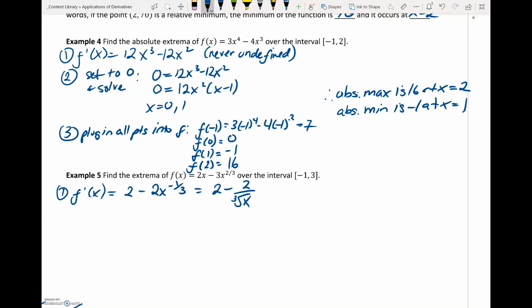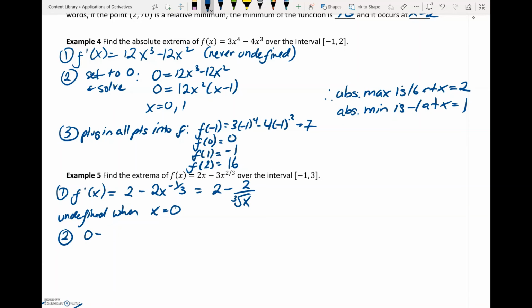Now we're going to set this equal to 0, and we also take a note of when this derivative function is undefined. So we'll take a note that it's undefined when x is equal to 0, because we can't have 0 in the denominator.